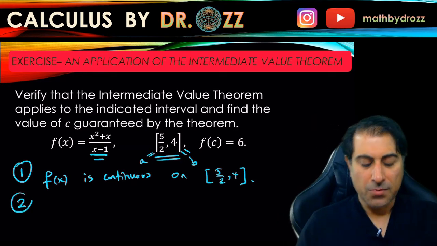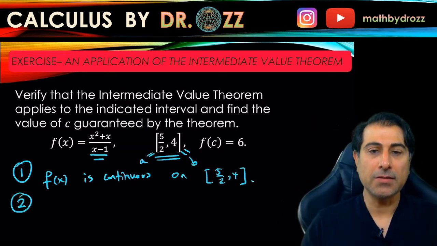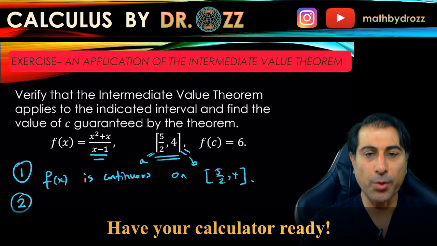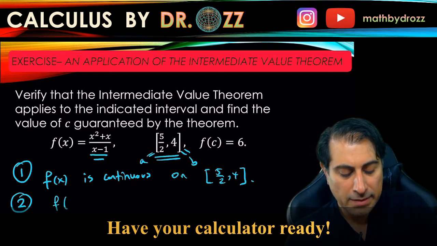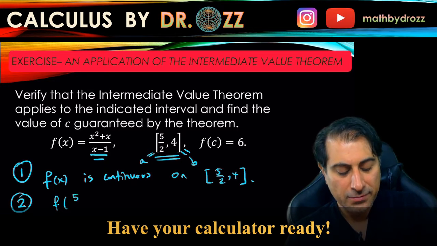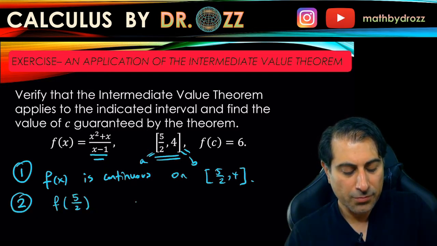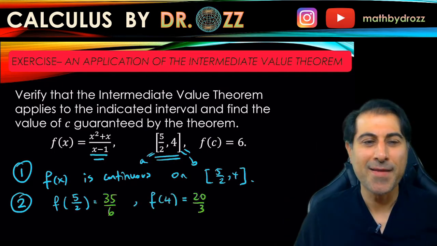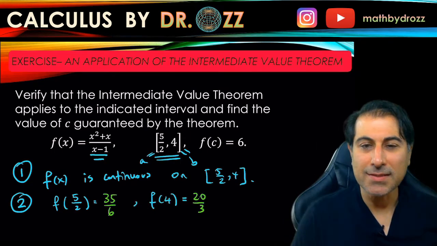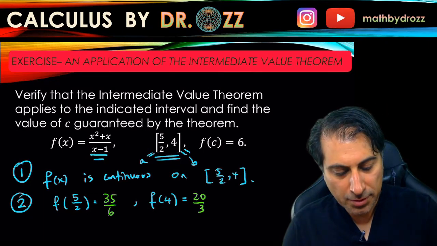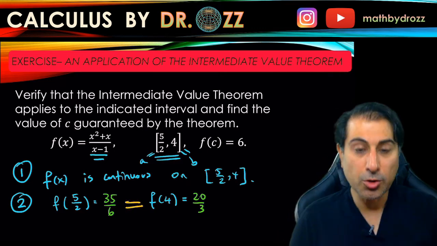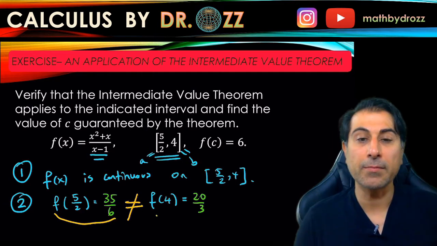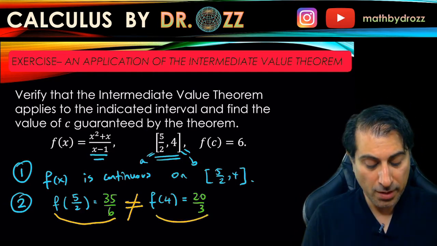Number two, we want f to attain different values at the endpoints of the interval. Go ahead and have your calculator ready and evaluate f of 5 halves and f of 4. All right, I have 35 over 6 and 20 over 3. And the good news is that these are not equal. This value is not the same as this value.